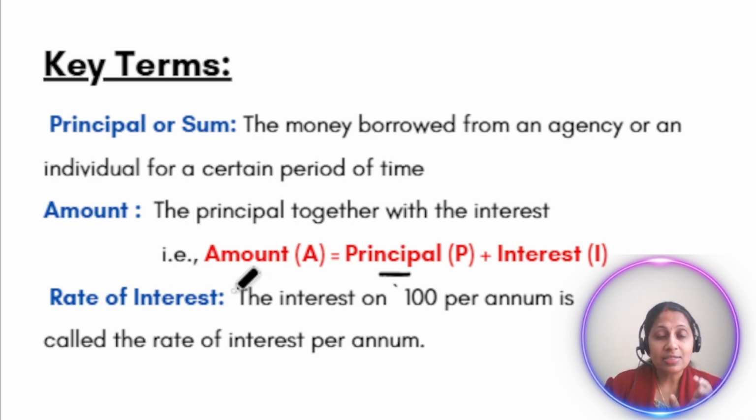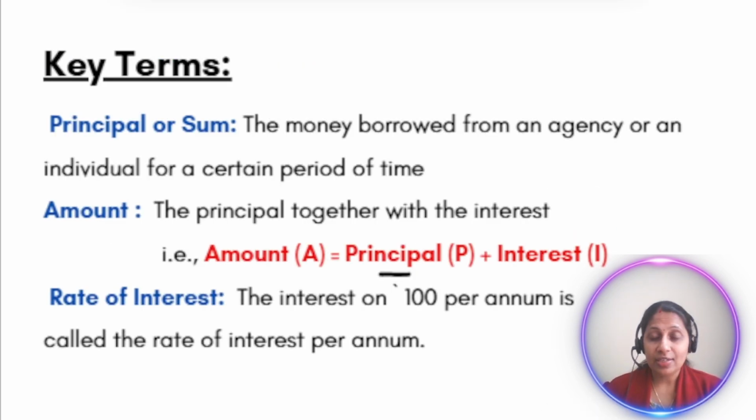Rate of interest is nothing but the rate at which you are going to pay the interest. Say for example, if you are getting 100 and you are going to pay 10% interest, that means 10% of 100, which is 10. So that is your rate of interest per annum.